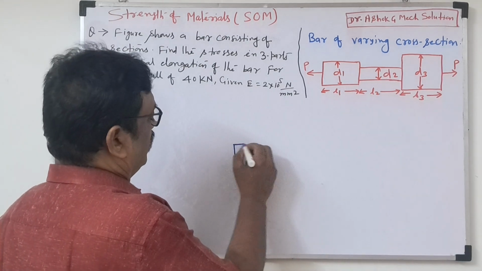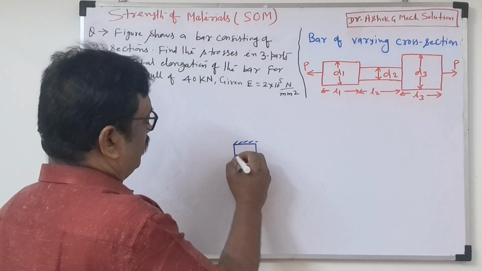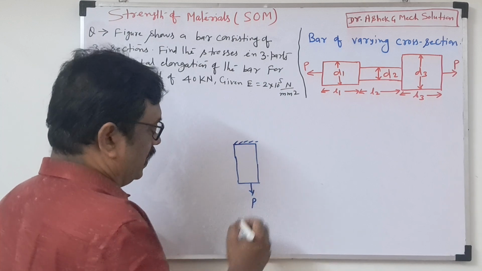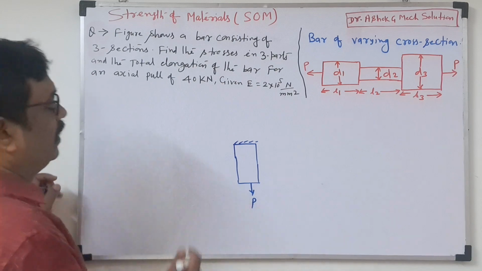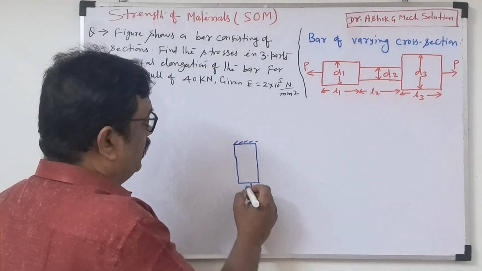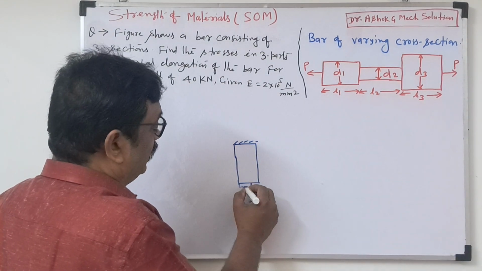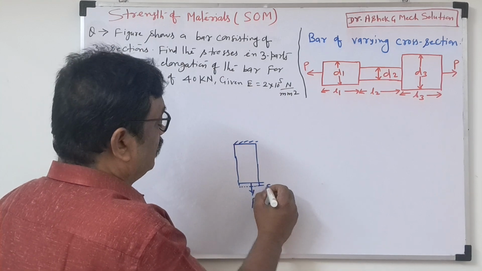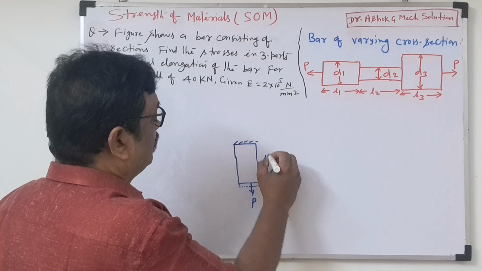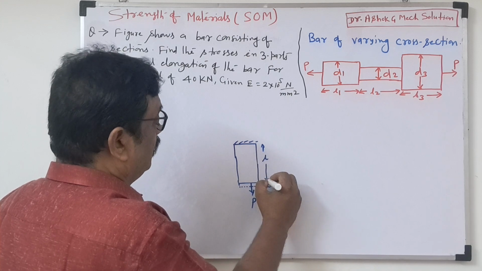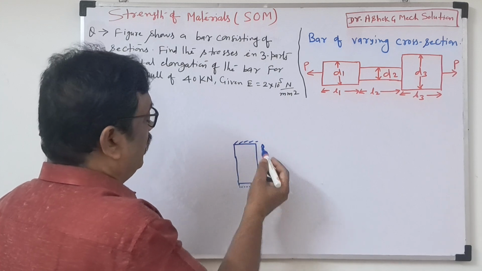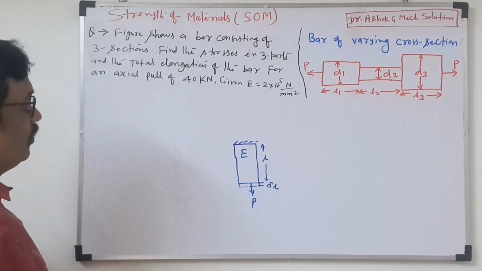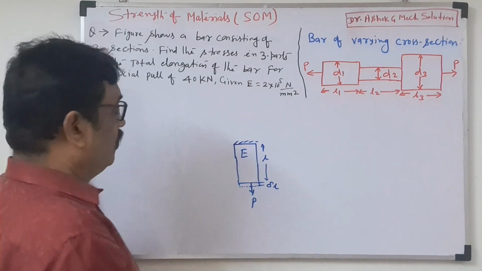Suppose one section is there, and this section is fixed, and one pull force P is applied. They will ask what is the elongation of the particular bar. Once the pull force is there, definitely some elongation will be there, some negligible elongation. That elongation we are assuming as delta L, and this length will be L. The Young modulus of this body will be given, some Young modulus E. So they will ask what is the elongation of the particular bar.